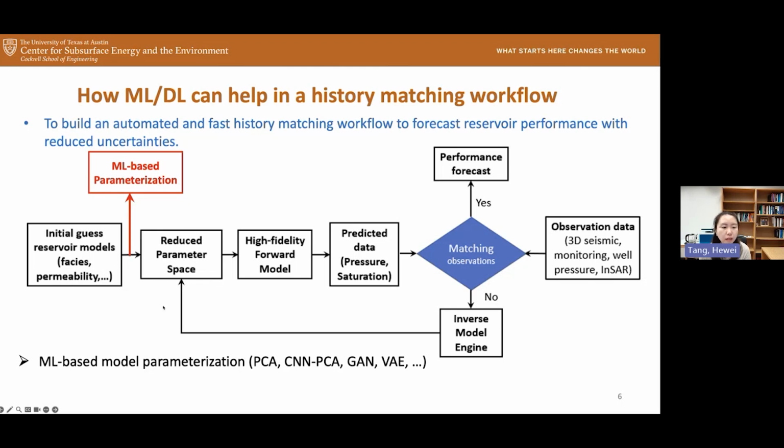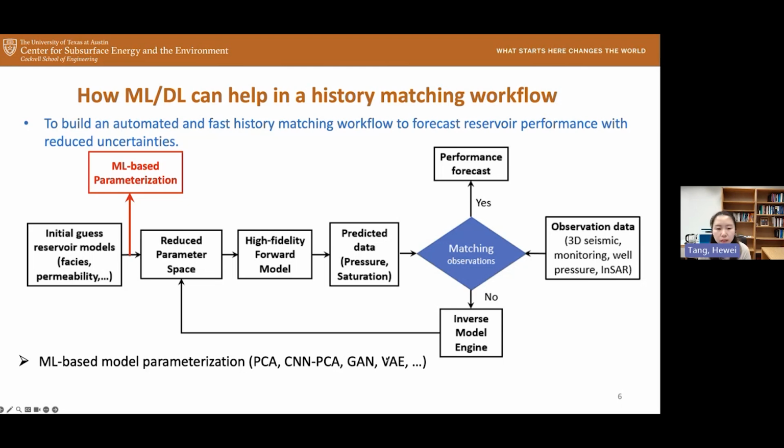Traditionally, we can conduct parameterization with dimension reduction methods such as PCA, principal component analysis. However, PCA is limited mainly to Gaussian fields, and we can leverage machine learning models to parameterize more complicated fields with methods such as CNN-PCA, GAN, or VAE.